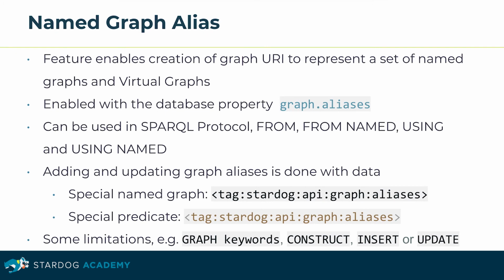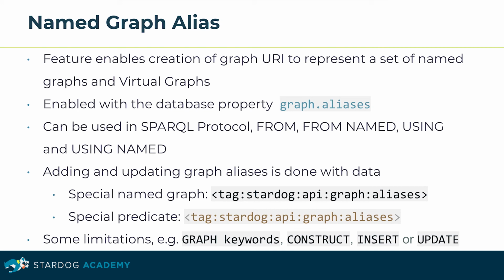Now, the virtual transparency gave us a pretty broad definition of being able to simplify queries. There's another relevant feature here called named graph alias, new to Stardog 7.5 and later, that enables the creation of a graph URI that represents a set of named graphs and/or virtual graphs that we can take advantage of. This is another database feature that we have to turn on with a graph.aliases property. And we can use this in the SPARQL protocol with FROM NAMED, USING, and USING NAMED, so that we can avoid having to specify that GRAPH term and the virtual graph URI as part of our queries.